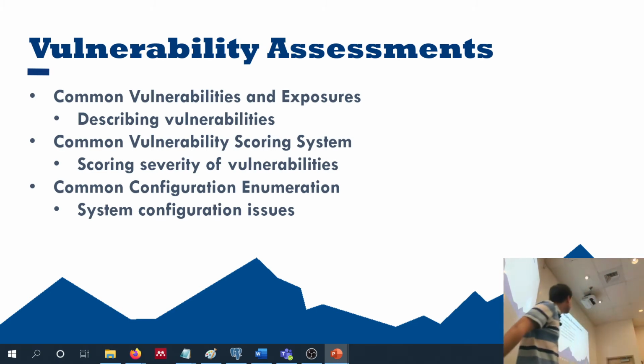All right, then you have common configuration enumeration, and this is basically a standardized way to describe and document system configuration issues. So, let's face it, if you buy a new switch and you plug it into your network, and you have different systems across it, by default, that switch is probably going to allow everything through it. That's a configuration issue if that's not how you want it. Is that fair to say?